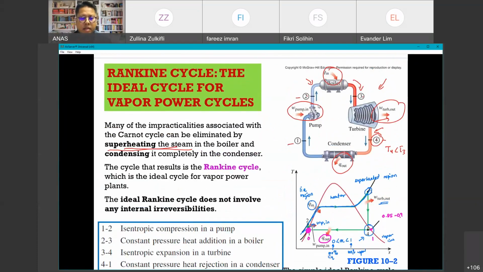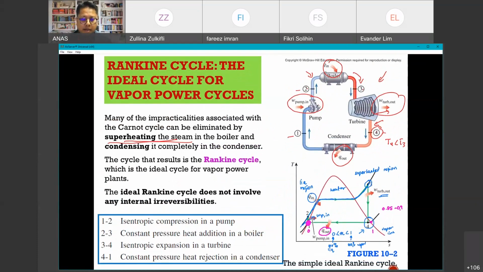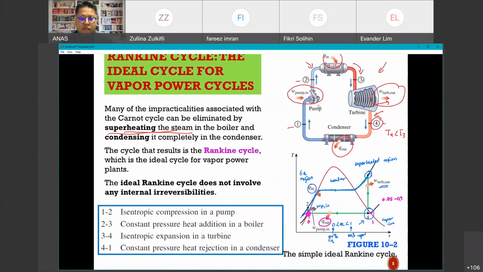The ideal Rankine cycle does not involve any internal irreversibility. Again, if you remember, this is ideal. It's not possible to be achieved in real life. But for the sake of understanding and analyzing the cycle, we make several assumptions. Among them is that it doesn't involve any irreversibility.